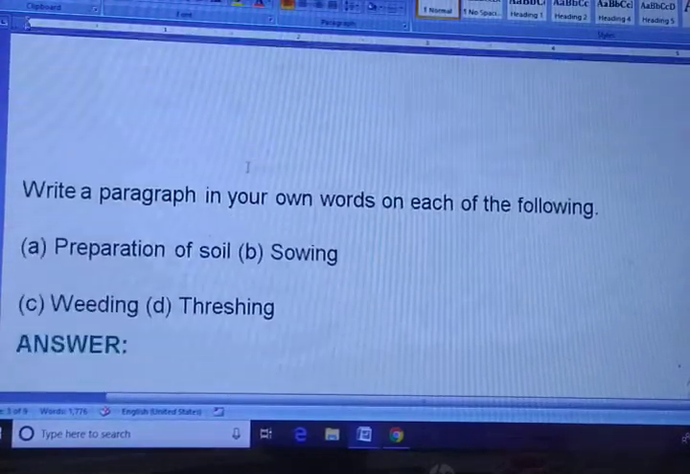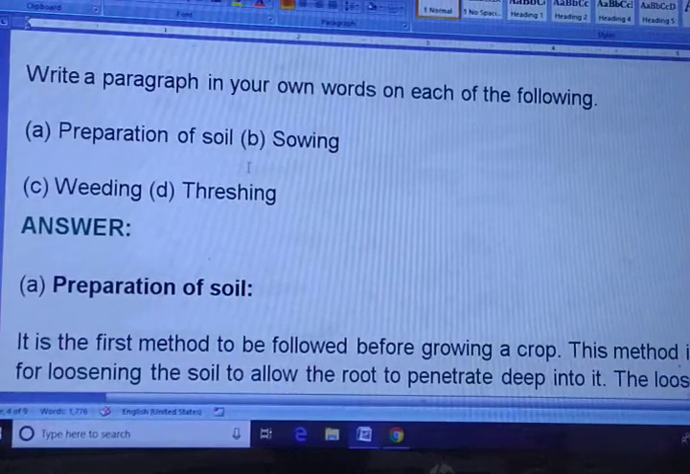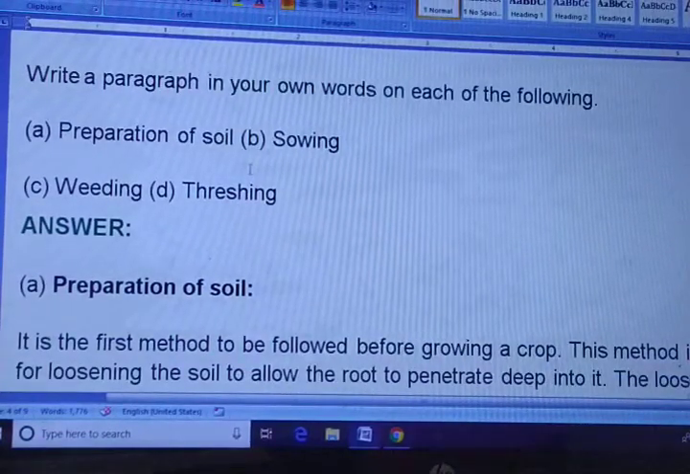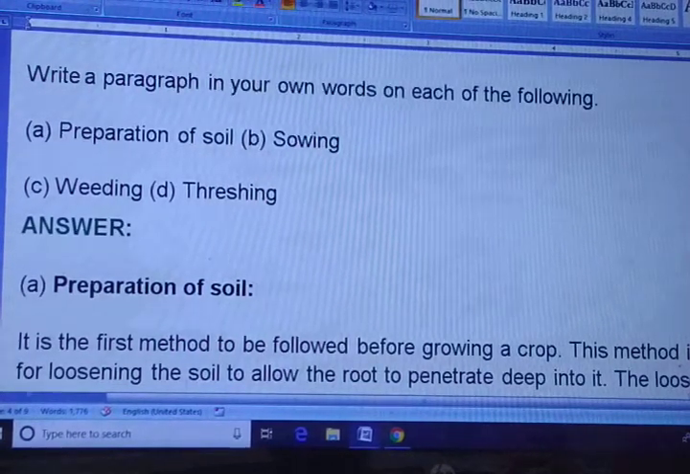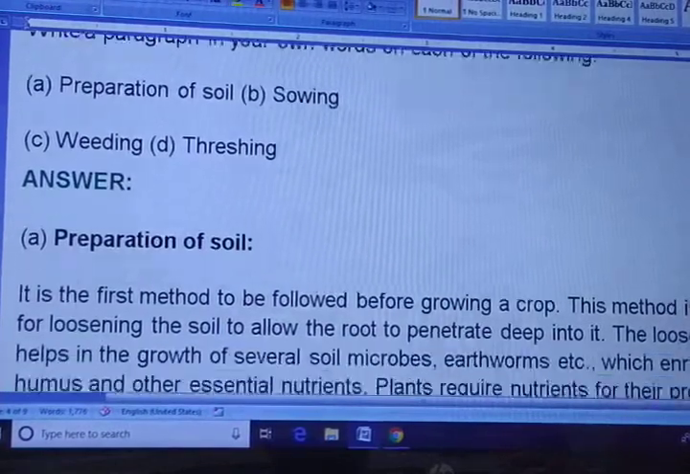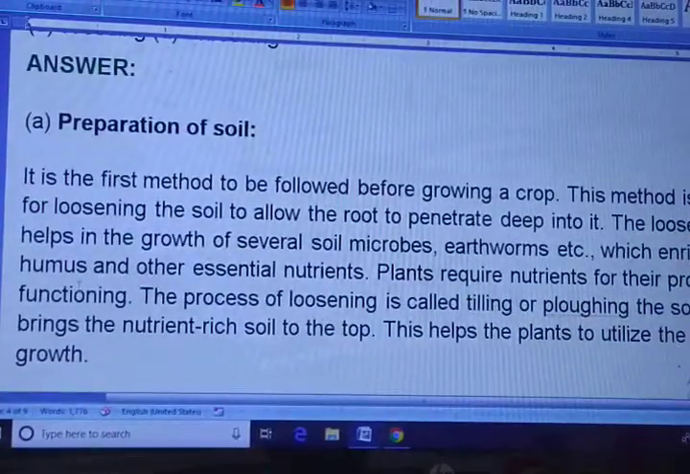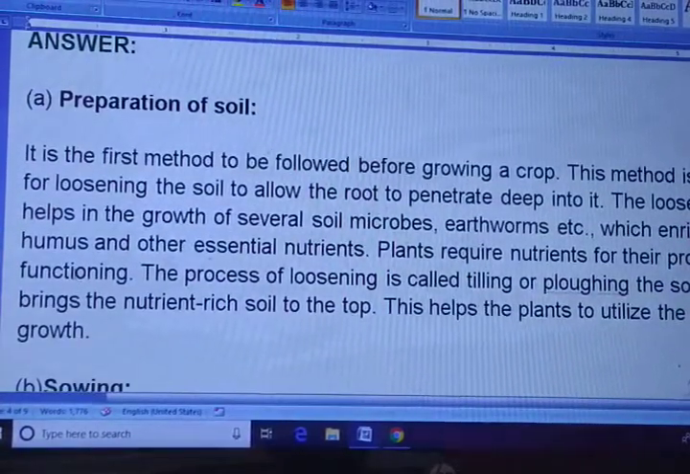Question number 4, write a paragraph in your own words on each of the following. First, preparation of soil. Second, sowing. Third, weeding. And fourth, threshing. Actually this thing we have to write in your own words, but I am explaining here, so just go through it. Preparation of soil, how you will prepare the soil. So as a whole paragraph is written here, you can write in your notebook also.